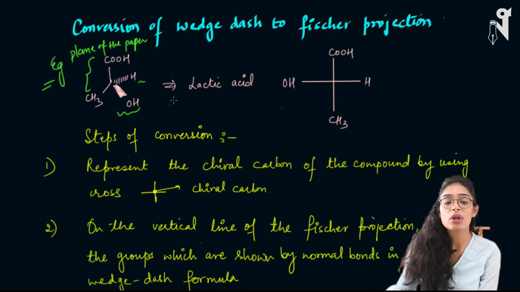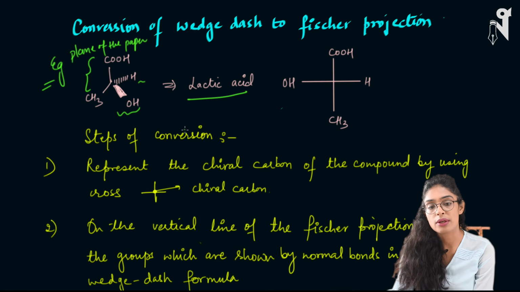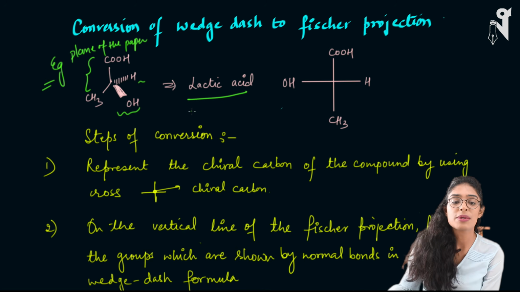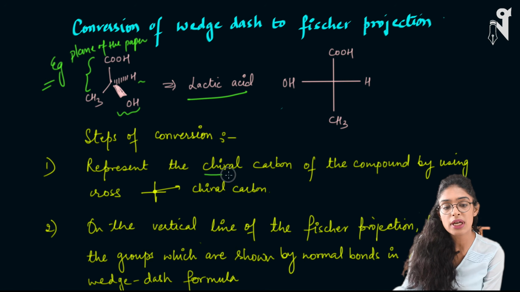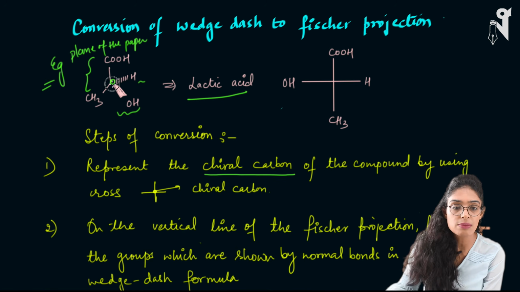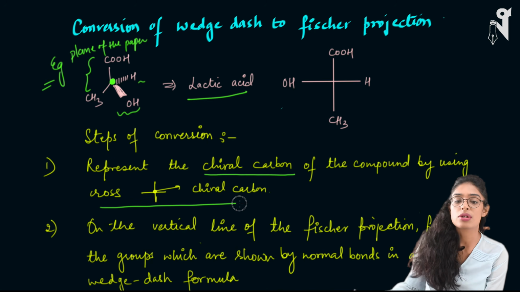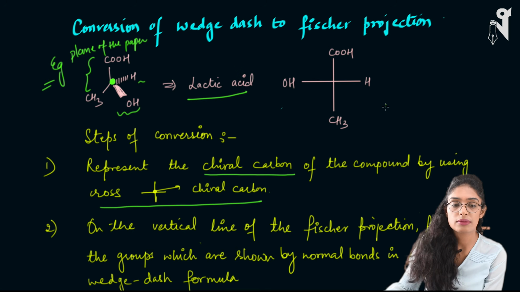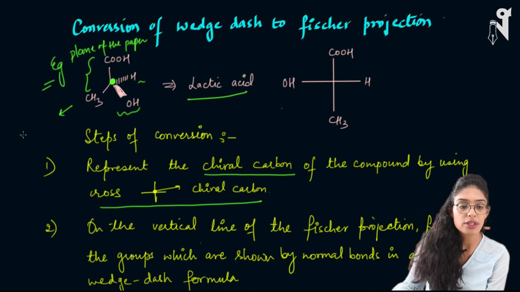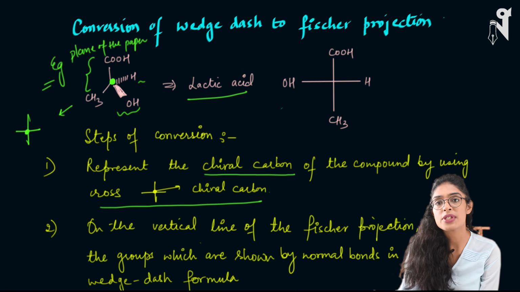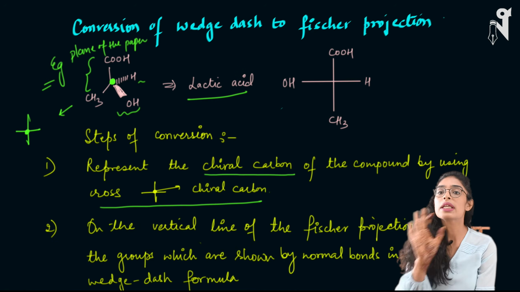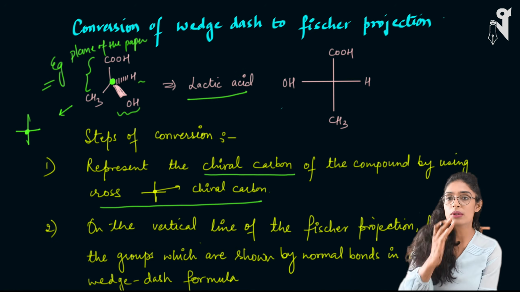So now we have to convert this lactic acid molecule to the Fischer projection, right? First of all, the first step is that we will find the chiral carbon. This is my chiral carbon, and the chiral carbon will be represented by a cross. So I will write a cross. Look here, I will write a cross, and this center represents the chiral center or chiral carbon. So there is nothing complicated till now. Go to the next step.